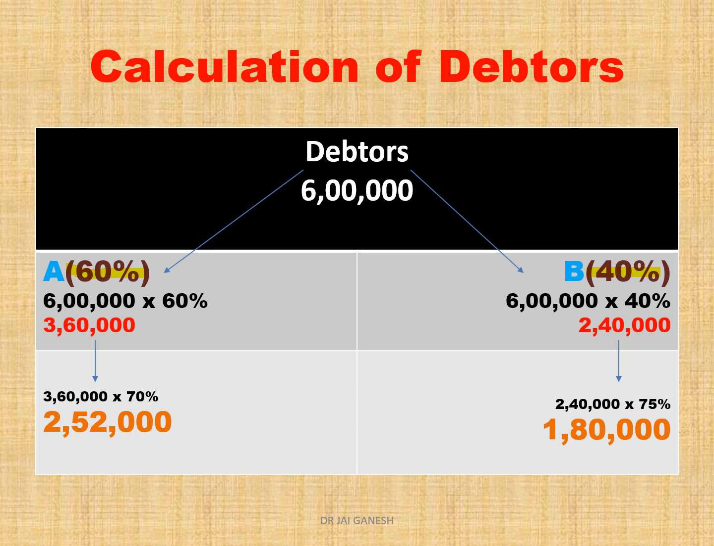2,40,000 is not taken over at 2,40,000. It is taken over at 25% less. It is taken over at 75%. Therefore, B takes over debtors at 1,80,000.